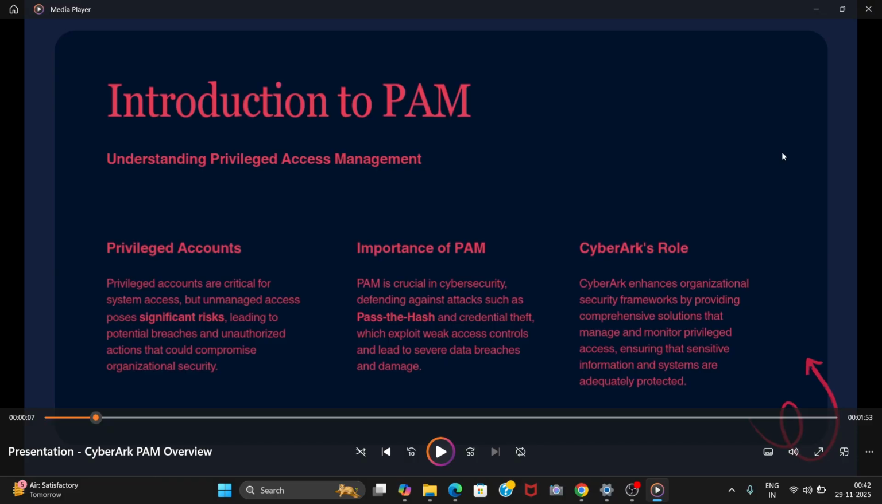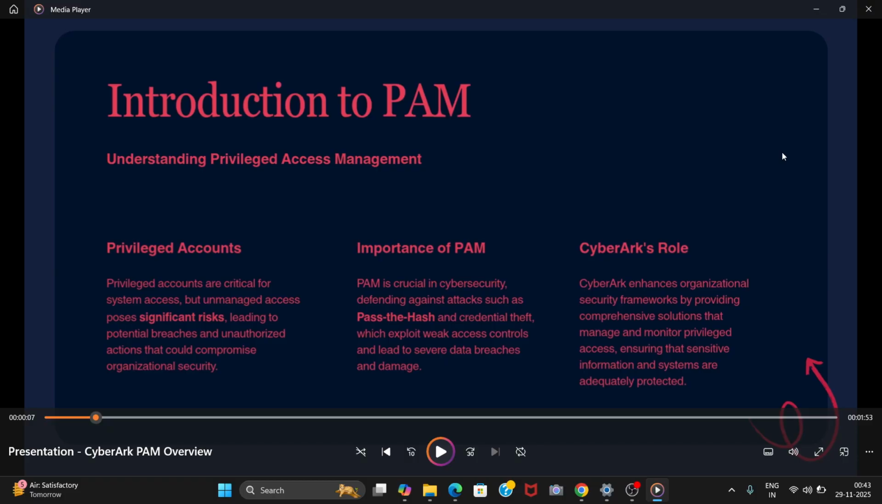Suppose we take one example. A user has joined an organization and wants to work as an administrator of a particular account. You can take the example of a desktop administrator, server admin, Active Directory admin, or PAM itself, CyberArk admin. For his or her ID, we need to provide access in such a way that he can perform each and every action in his domain.